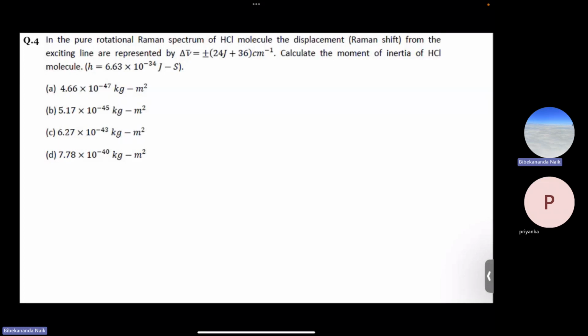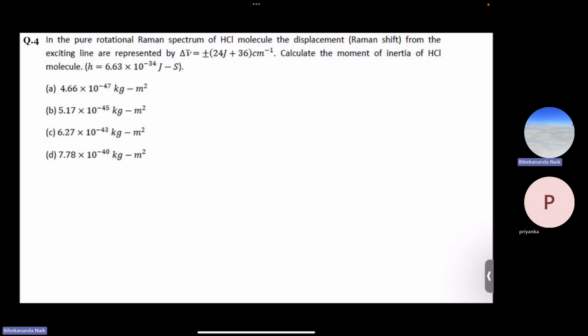So we will solve the fourth question. In this session I have already solved three questions, so now coming to the fourth question. This question was related to the pure rotational Raman spectrum of HCl molecule. The question says that the Raman spectrum of HCl molecule shows the Raman shift from the exciting line, represented by the formula del nu bar equals plus minus 24J plus 36 centimeter inverse. Calculate the moment of inertia of HCl molecule, and these are the options that were given.